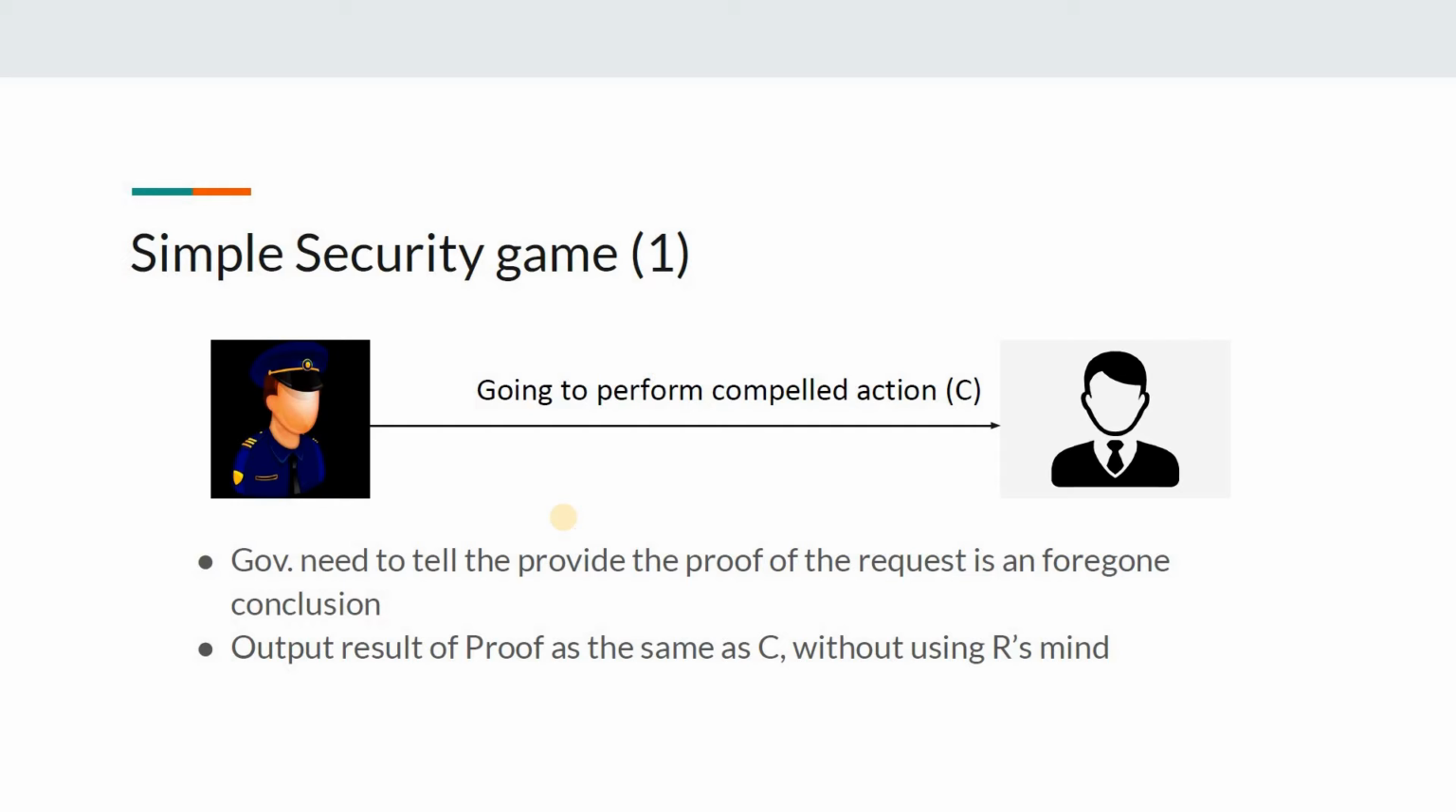And first of all, the government will tell the respondent they are going to perform a compel action. In this case, we can assume that this session may be based on the respondent's mind and the whole nature, and the government will need to provide the proof that this request is a foregone conclusion, and the result of the proof should be the same as the compel action, but without using the respondent's mind.